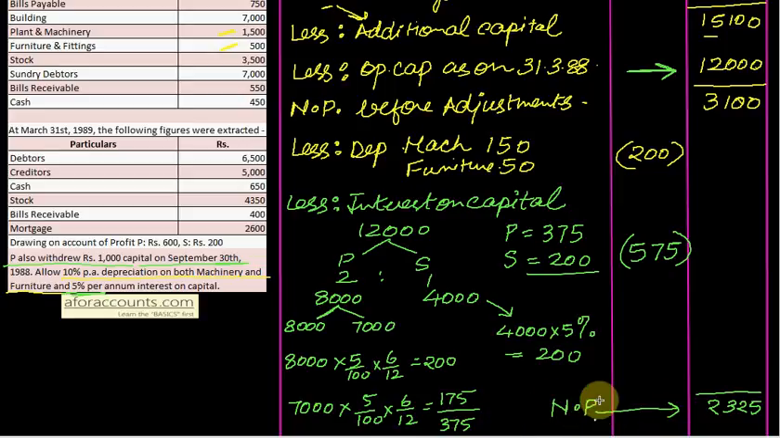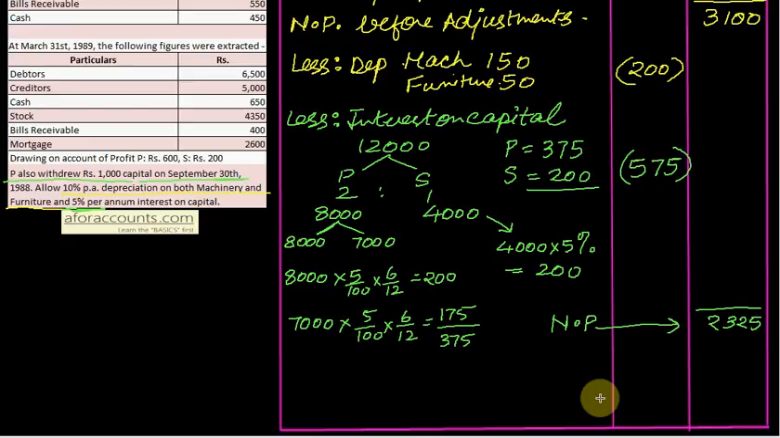Now how will you distribute this net profit? See, ratio has been given for capital as well as for your profit sharing ratio. So 2,325 is distributed among P and S in their profit sharing ratio, that is 2:1. So what will P get? 2/3 of 2,325, that is 1,550, and S will get 1/3 of 2,325, that is 775.